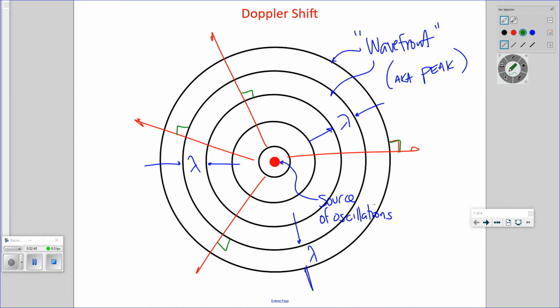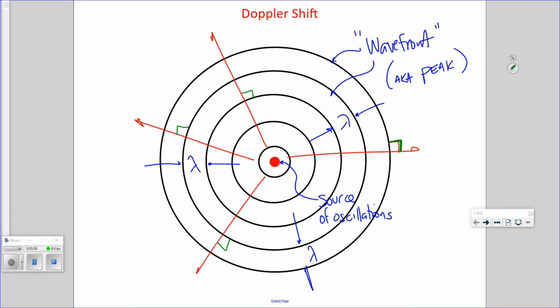I'm making perpendiculars. Now, I'm making that as a symbol. You might write that in words. That's called note-taking. So direction of propagation of wave is always perpendicular to a wavefront representation. Okay, so fair enough? Good.